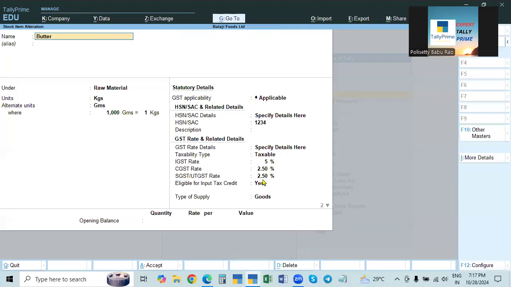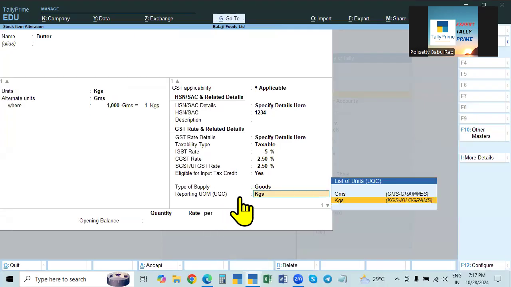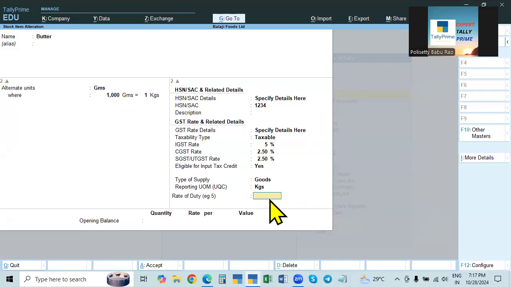Butter. After this, there is one more field after the goods. So these are the 2 units. In which unit, main unit, which unit will we report? We report in kgs only. That is why the reporting unit of measure, that is unit quantity code, is kilograms. That you have to take. If you select one in every stock item, it automatically takes.